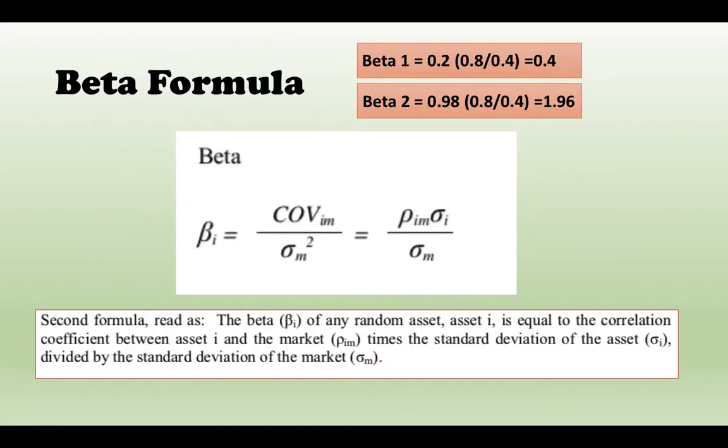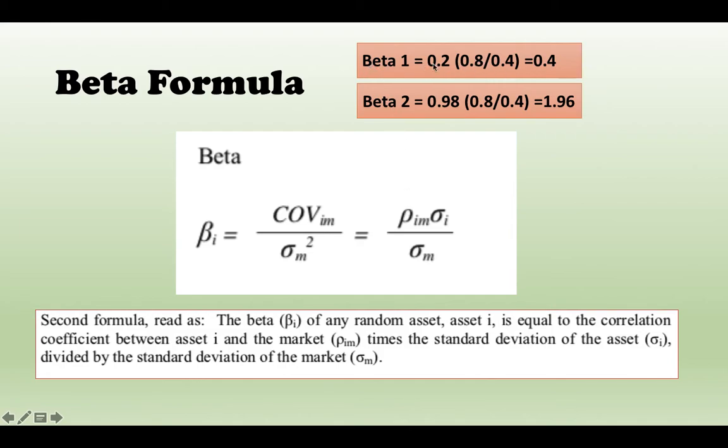0.28. So let's see how beta is calculated. We look at this second formula here. The beta of any random asset, in this case STAMP, the asset i, is equal to the correlation coefficient between asset i and the market, times the standard deviation of the asset, divided by the standard deviation of the market. So you take the STAMP standard deviation divided by the market standard deviation, then multiply by the correlation coefficient. So if you have a little correlation coefficient, this number is very low.